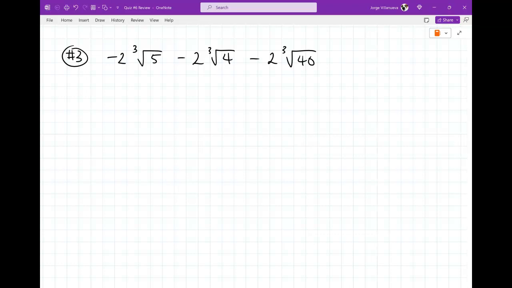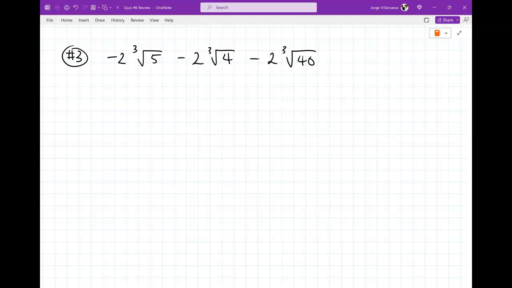So I have negative 2 cube root of 5 minus 2 cube root of 4 equals 2 cube root of 40. Now, 5 only has two numbers it can break down into, 1 times 5, but none of those have cube roots. 4 can be broken down into 1 times 4, but remember, never use the ones. And the only other option is 2 times 2, but 2 does not have a cube root. So that means the first two radicals I can't do anything with.